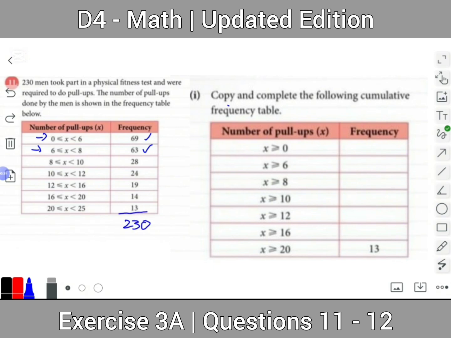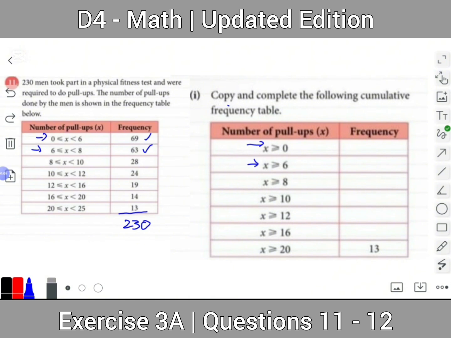Now this is a frequency distribution among various class intervals of the number of pull-ups. A frequency distribution can easily be converted into a cumulative frequency distribution. In a cumulative frequency distribution, we have to add the frequency at every single stage. Before calculating the cumulative frequency, we will see why it is called more than type cumulative frequency, since there we have x greater than or equal to 0, x greater than or equal to 6, so it means this is a more than type cumulative frequency distribution.